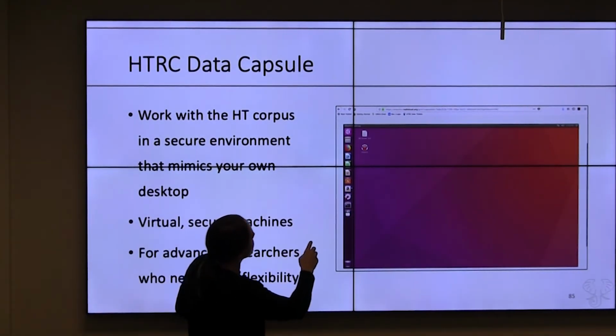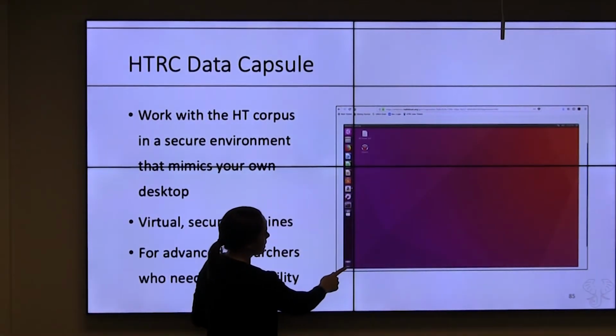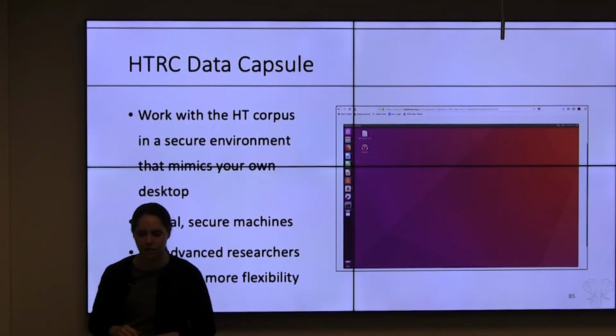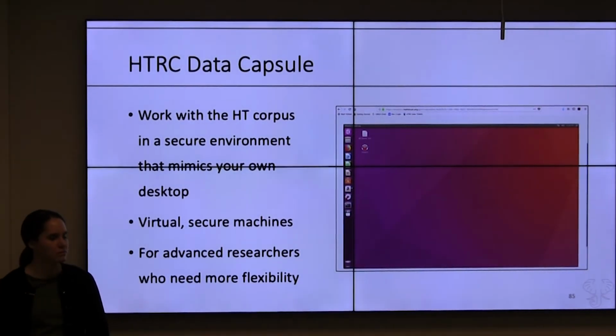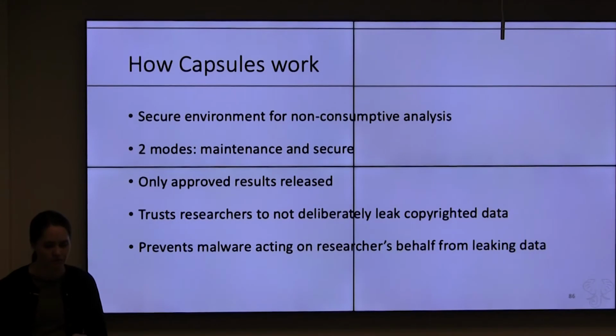So here I am in a web browser, and in my web browser, I'm looking at an Ubuntu desktop. If you've ever remote accessed a computer, that's essentially what you're doing here, but your machine lives at IU in this case. So it's a secure virtual machine, and it's for researchers who need more flexibility and also don't want any hand-holding. If we have time, we'll look at a way for you to do some quick topic modeling in there. That's just one example, but if you wanted to do more, you would have to be ready to program and write your own code, which some people want.